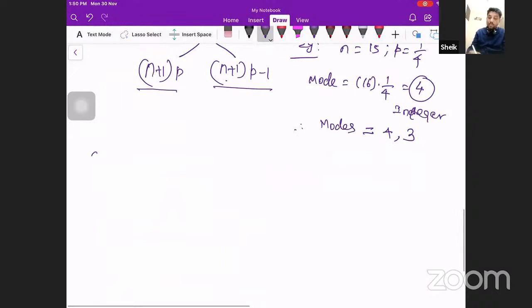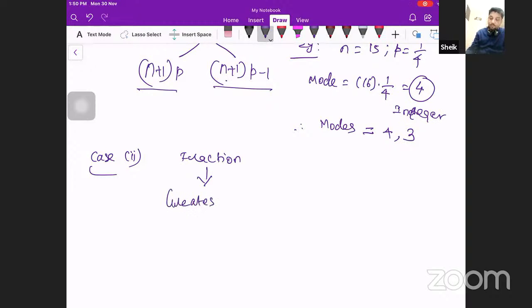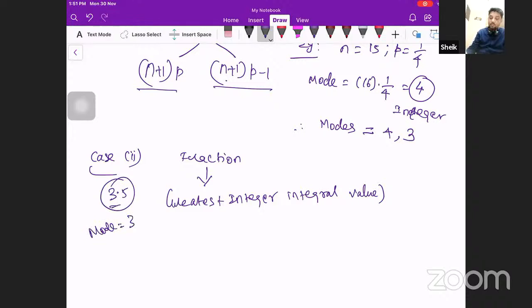When it comes to non-integer, that is our case 2, when it is a fraction, it is unimodal, and the mode is the greatest integer value. Sir, I did not get this, what is the greatest integer value? For example, you are getting 3.5. Our mode is equal to 3 only.